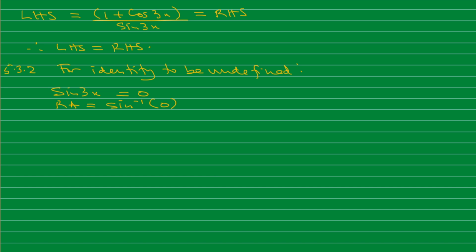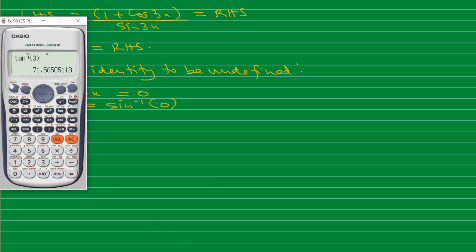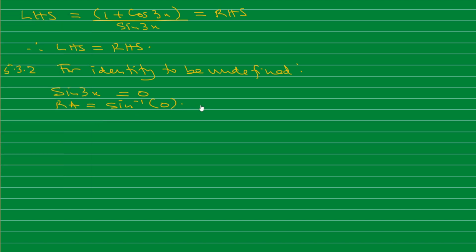You can punch that one in your calculator, arcsine 0, and it will be 0 degrees. Which means our reference angle is 0 degrees.